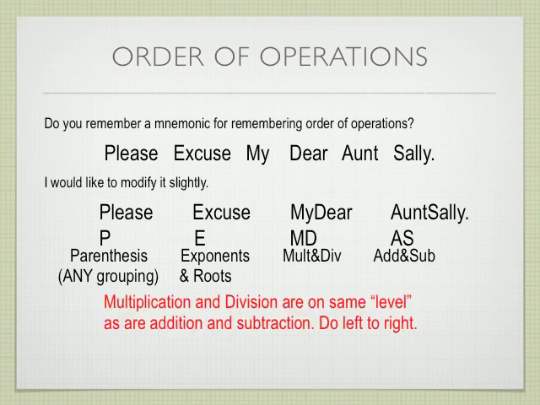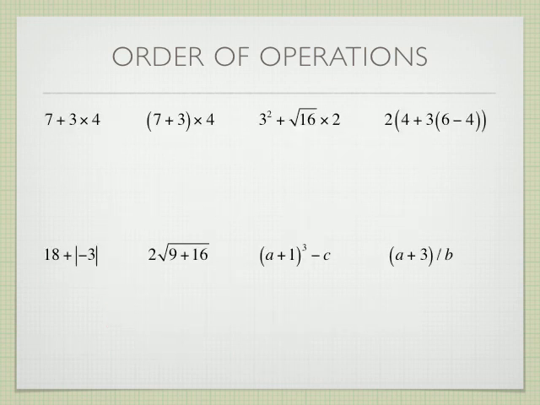If we have both multiplication and division in a problem, we just go from left to right and do what we encounter first. Same with addition and subtraction. For example, if we have 12 divided by 3 times 2, you could stump a lot of people with this question because please excuse my dear Aunt Sally is so ingrained that they want to take 3 times 2 first, but you can't. You have both multiplication and division in that problem, and multiplication and division are on the same level. So we take 12 divided by 3 first and get 4, and then we multiply by 2 and get 8. You can't do the 2 times 3 first. So here are some examples.